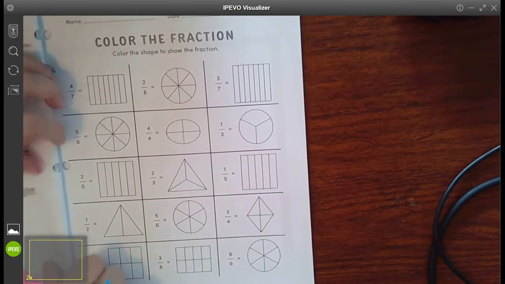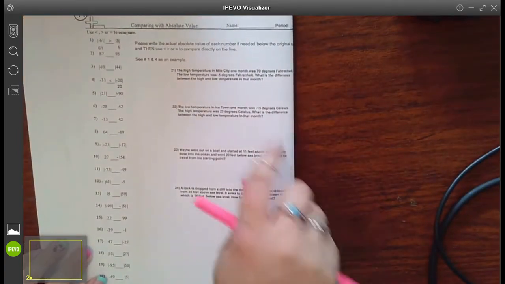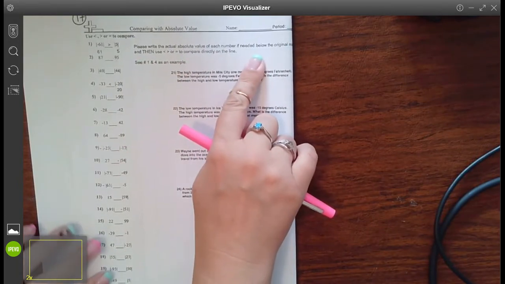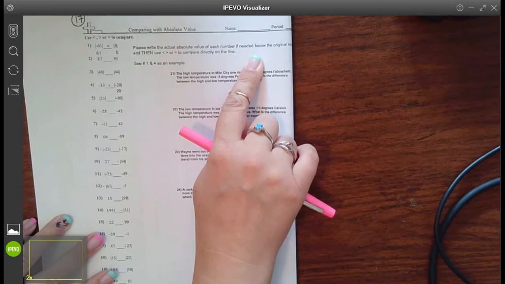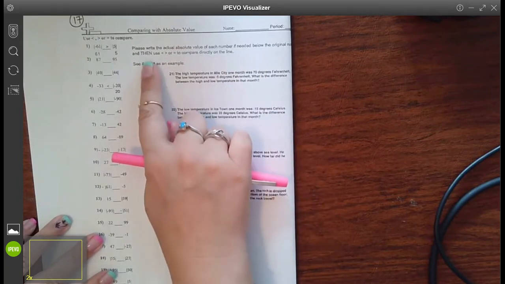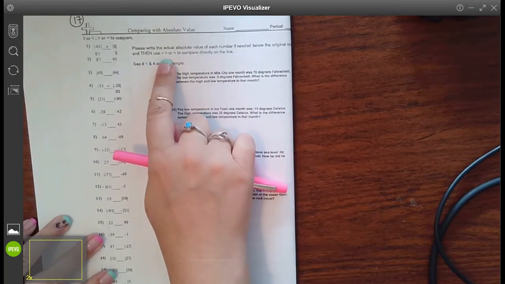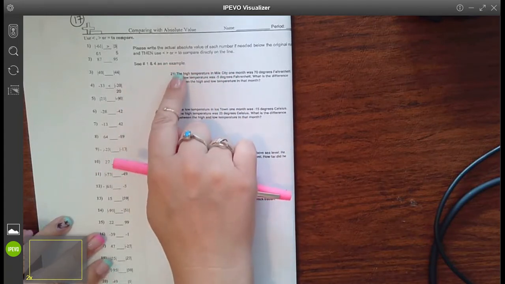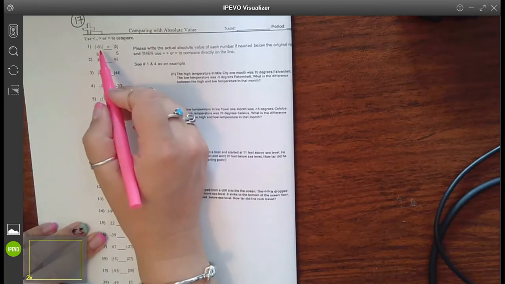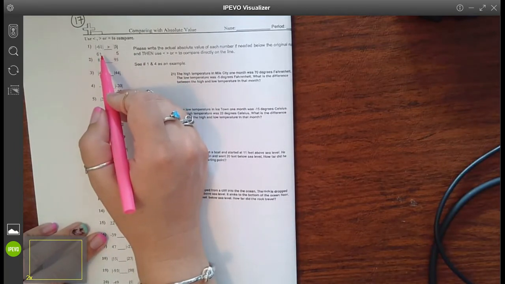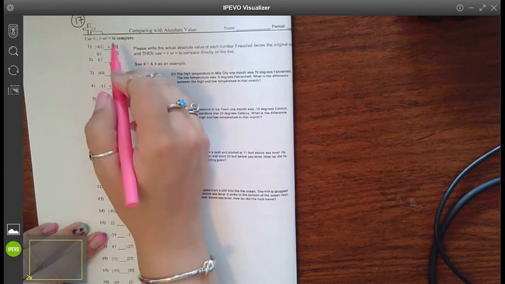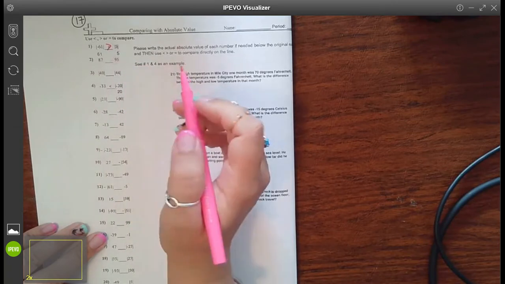For the other side, okay, if you read the directions, it says, please write the actual absolute value of each number if needed below the original, and then use the less than or greater than or equal to compare directly on the line. And so see example 1 and 4 as an example. So you have the absolute value of negative 61 is just 61. The absolute value of 5 is 5. So what's bigger, 61 or 5? 61 is bigger. Okay, so there you go.